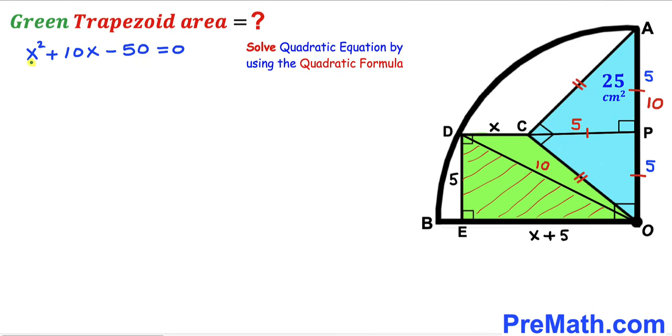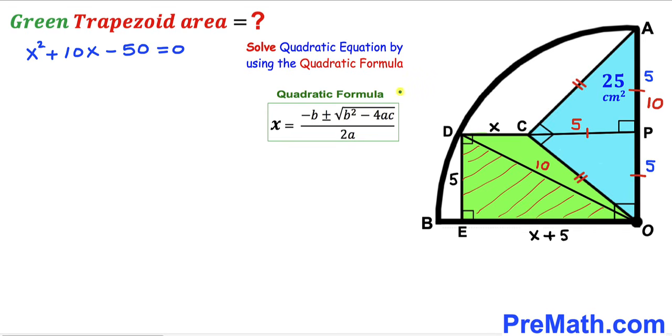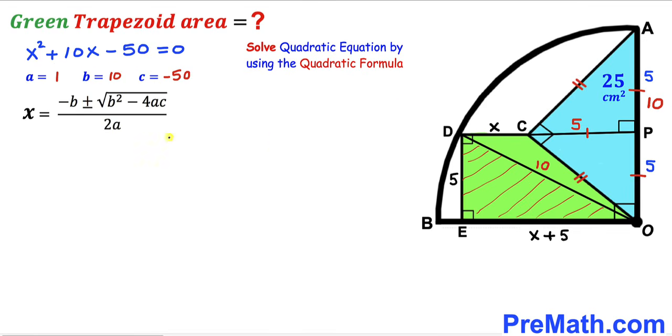So thus we are ended up with this quadratic equation, and we are going to solve it for x by using the quadratic formula. And here's the quadratic formula that we will be using. And here in our case, our coefficient for x square is 1. The coefficient of x is 10, b equals to 10. And finally our c constant is negative 50. So let's go ahead and fill in the blanks in this quadratic formula.